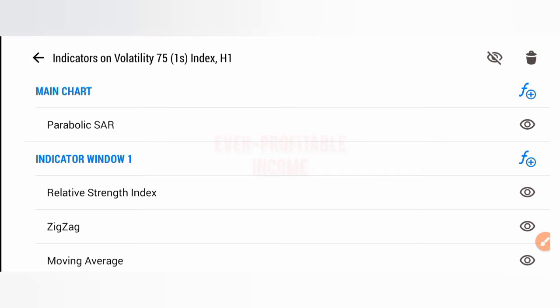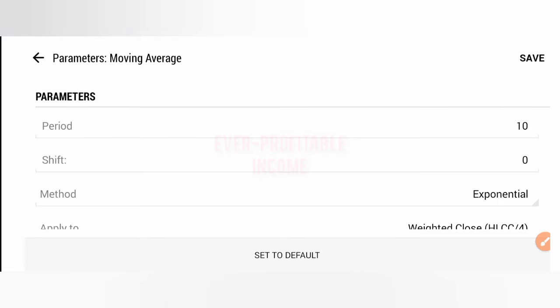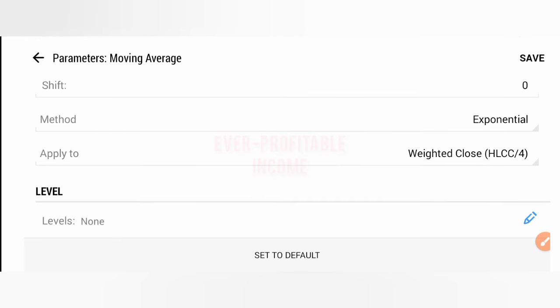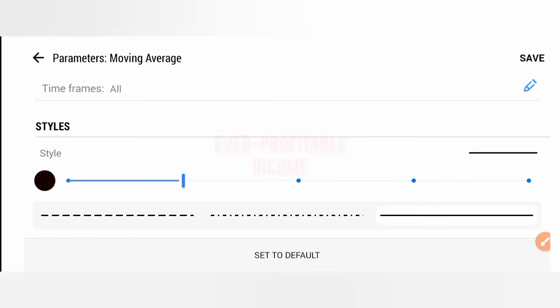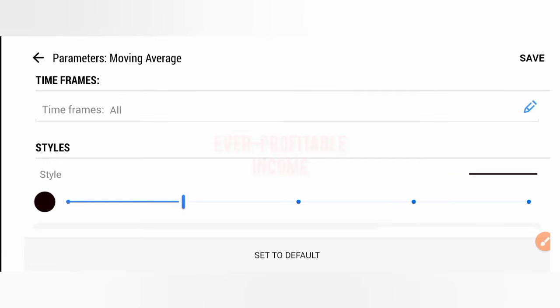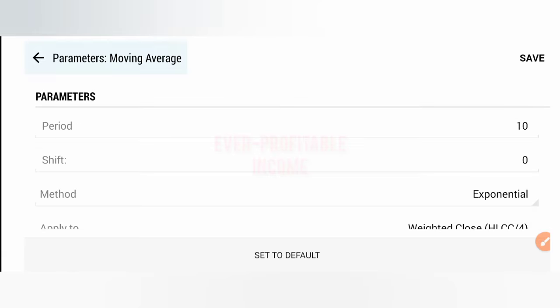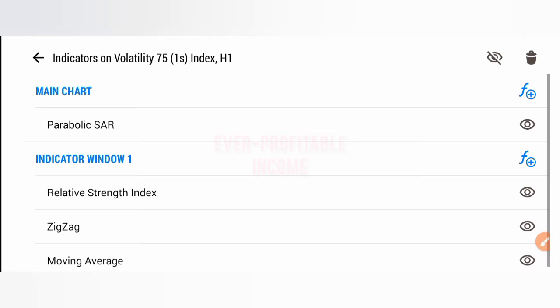And the last indicator is the MA, the moving average, and its period is 10. Shift is 0, method is exponential, and then apply to weighted close. Take note, apply to weighted close, and then you choose your style color. So that's just the setup of the indicator. You click on save and you head back to your chart.